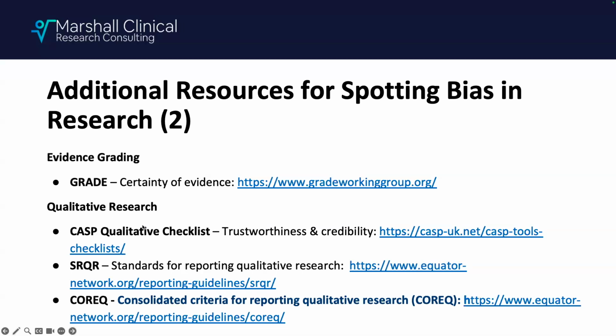And there are a few checklists for qualitative research that are helpful. I don't often see too many people using these in qual studies. They're becoming more popular. These can be helpful as well.